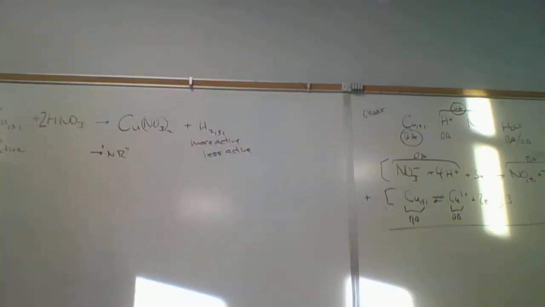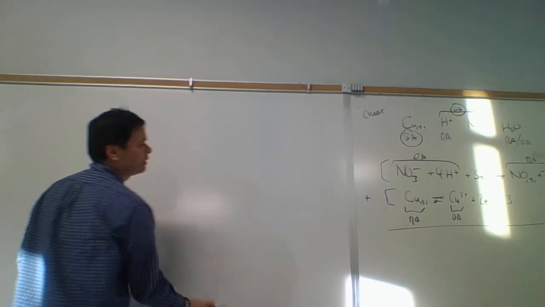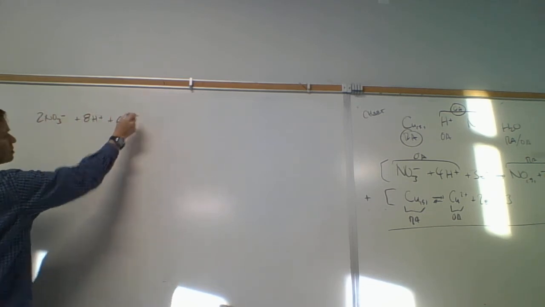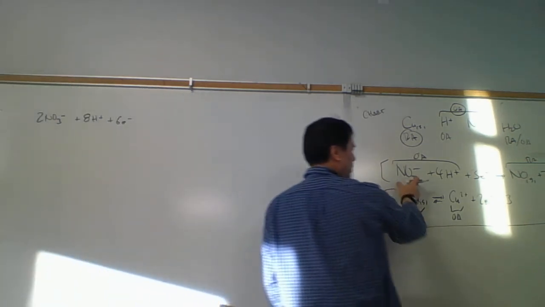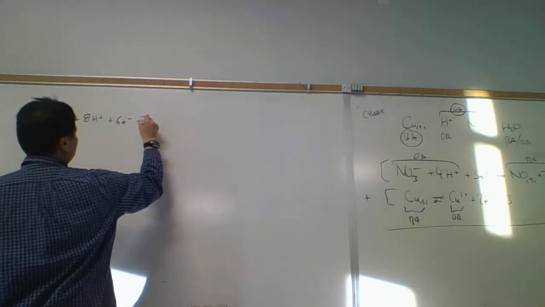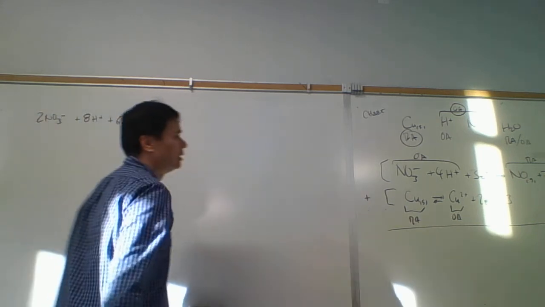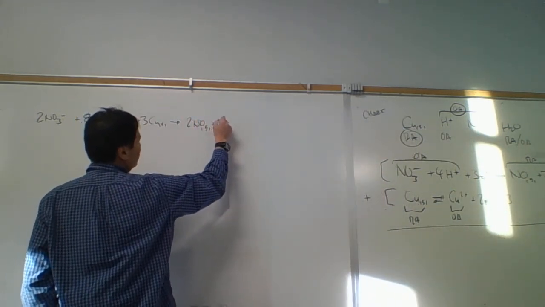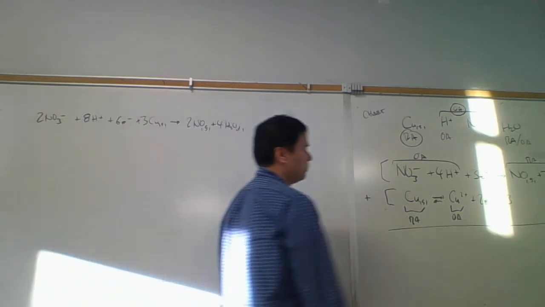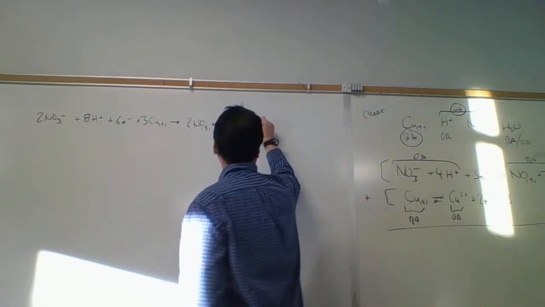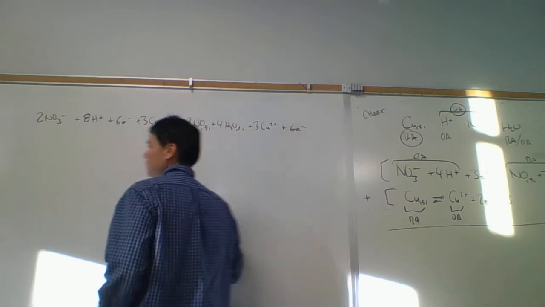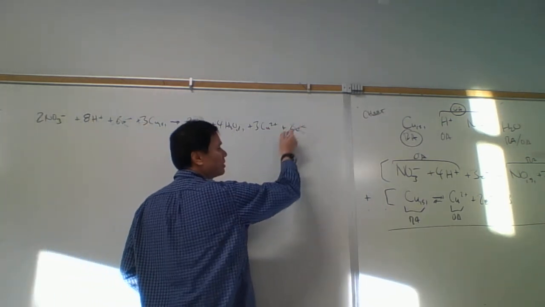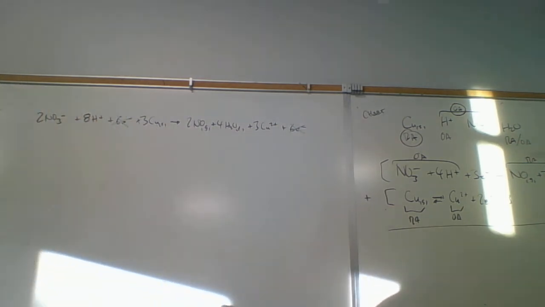So when I add up, I'm going to add up all the reactants and then add that up to all the products. Adding up all the reactants, I'm going to get two nitrates plus 8 H plus plus 6 electrons. So that's all the reactants on the top, and then the reactants on the bottom, 3 copper solids. This is going to produce, adding up everything on the right, 2NO gas plus 4H2O liquid. And then we'll add the bottom, 3Cu2 plus plus 6 electrons. Okay, now the electrons are balanced. There are 6 electrons that we need to consume here, and there are 6 electrons that are being generated. The electrons have to cancel each other out like spectators cancel out in the ionic equation.